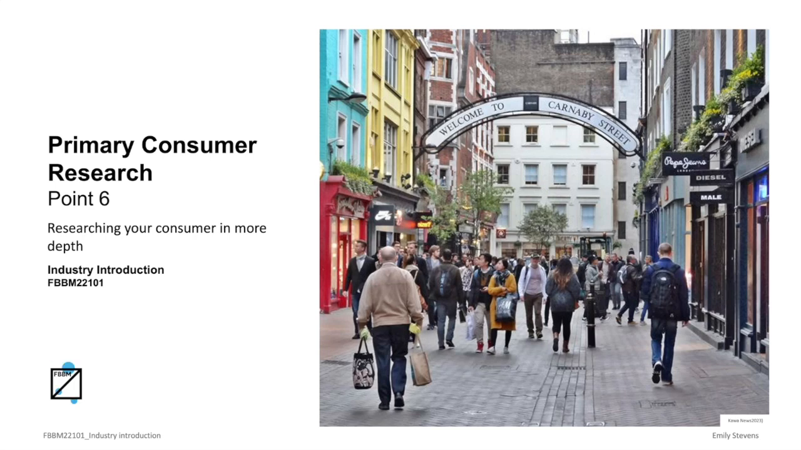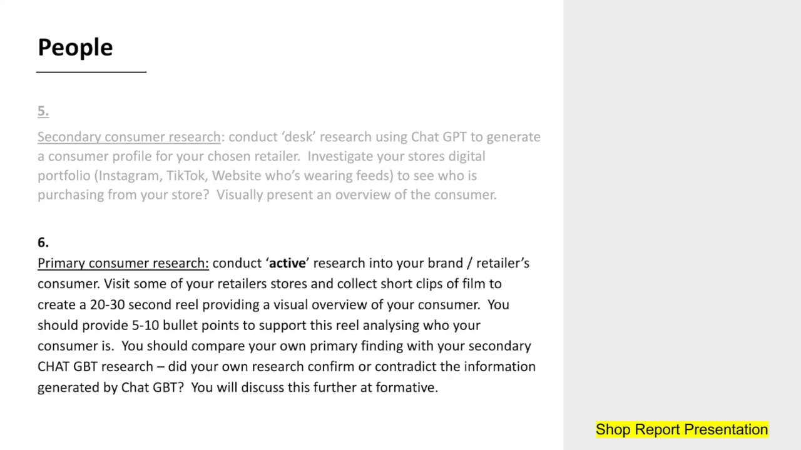Primary consumer research, point 6, researching your consumer in more depth. So for point 6, we're asking you to do primary, your own consumer research and self-directed study. Conduct active, going out onto the streets, research into your brand, retailer's consumer. Visit some of your retailer's stores and collect short clips of film to create a 20 to 30 second reel providing a visual overview of your consumer.